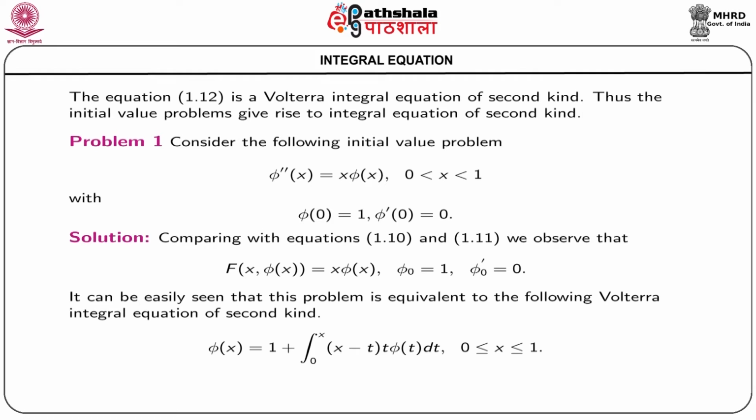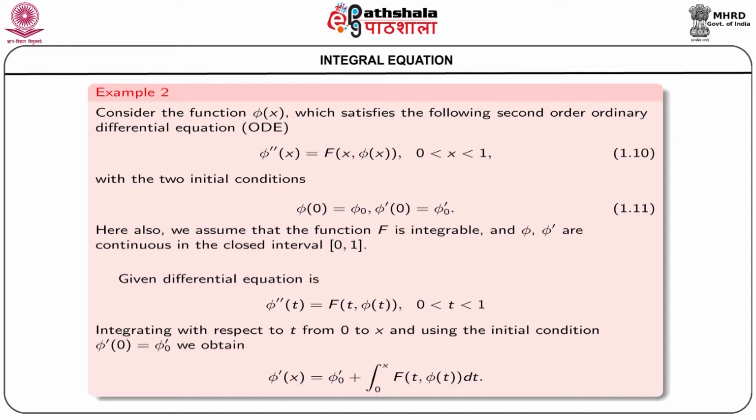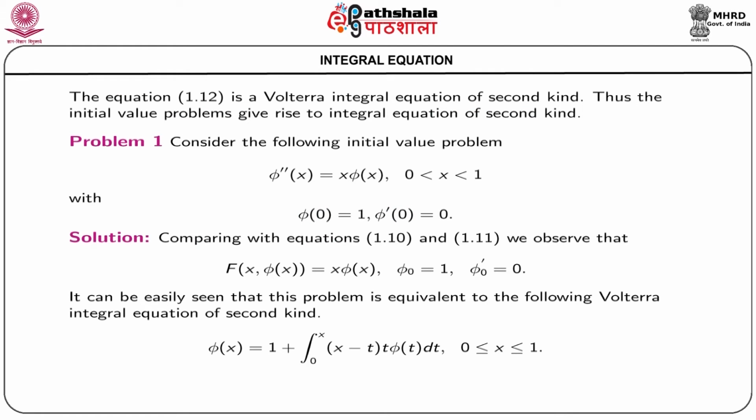Now this problem, if I compare with the previous problem in example 2, we see that capital F, which is a function of x, phi x, is given by x phi x in this case, and phi naught equal to 1 and phi naught dash equal to 0.